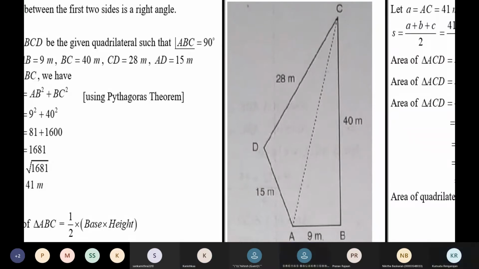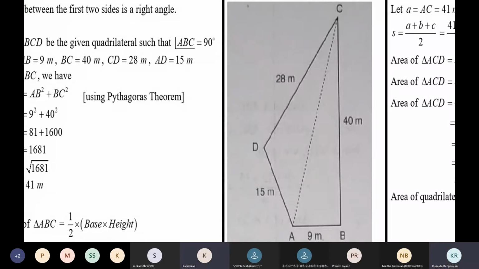Heron's formula, ma'am. No, but we don't have all the three sides. How can we use Heron's formula? We know only two sides. We know AD is 15 and CD is 28. We don't know AC. Ma'am, we have to find the AC, ma'am. First, using triangle ABC, we have to find the side AC, using Pythagoras theorem in the ABC.